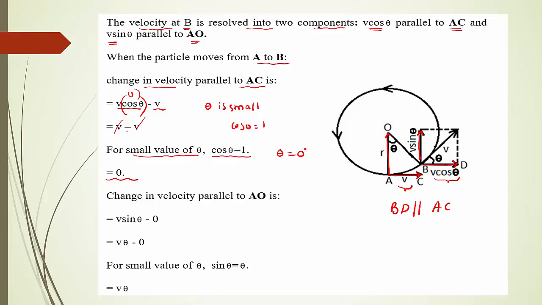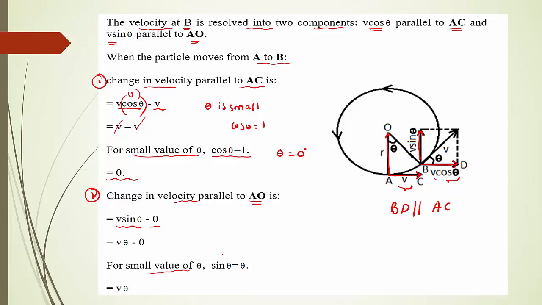This is the first point. In the second point, we consider the change in velocity parallel to AO. Parallel to AO is which component? V sin theta. So we can write V sin theta minus the velocity from A to O. What is the velocity from A to O? It is 0, initially it is at rest. So from A to O we take it as 0. So V sin theta minus 0.